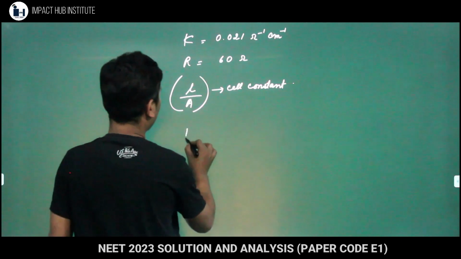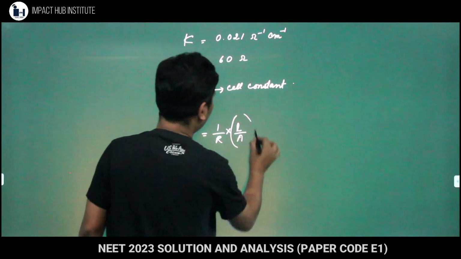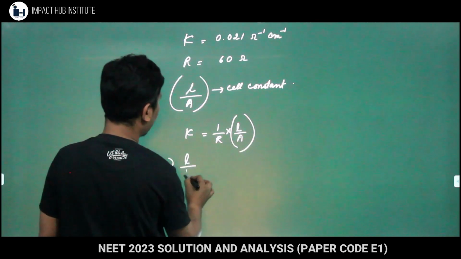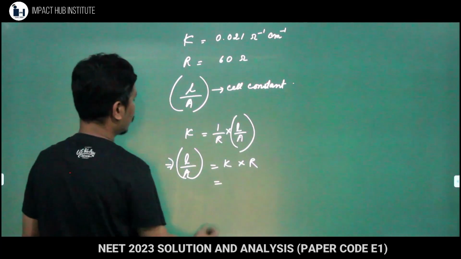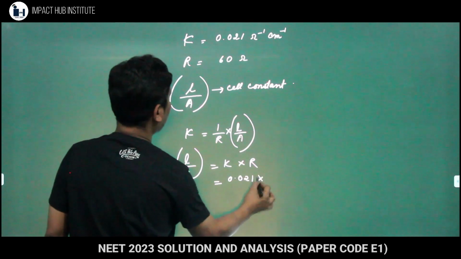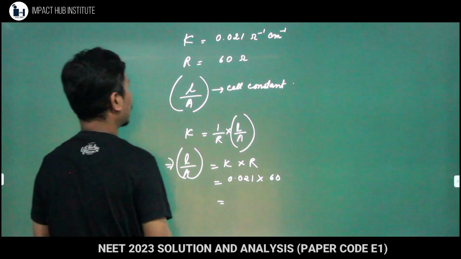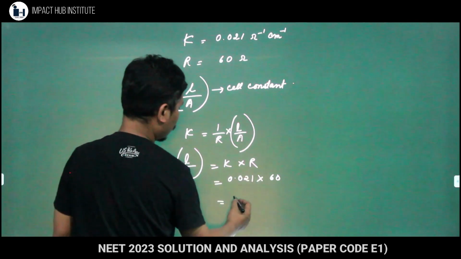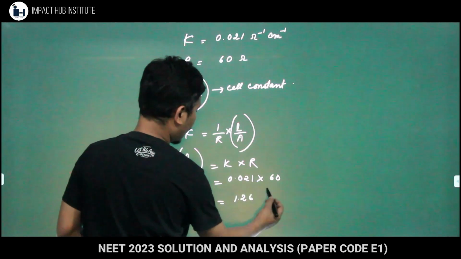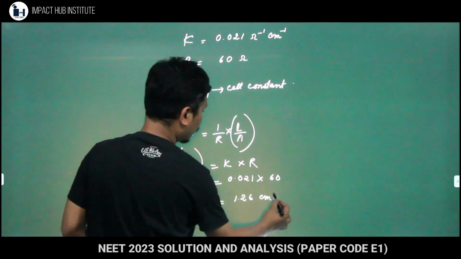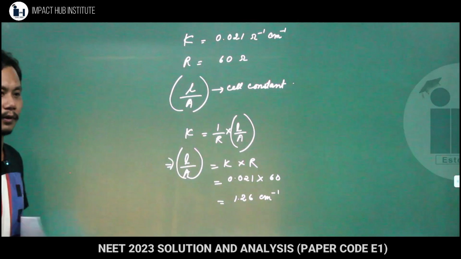So it is related in this way. Conductivity is equal to 1 by R into L by A. You have to find this L by A. So L by A is equal to conductivity into R. Conductivity is 0.021 and resistance is 60. Ultimately your answer will come in centimeter inverse, and the answer will be in option number 3. You can see 1.26 centimeter inverse. Option number 3.